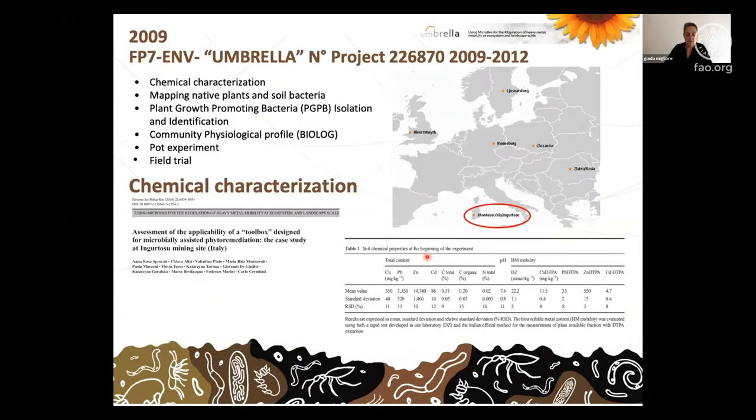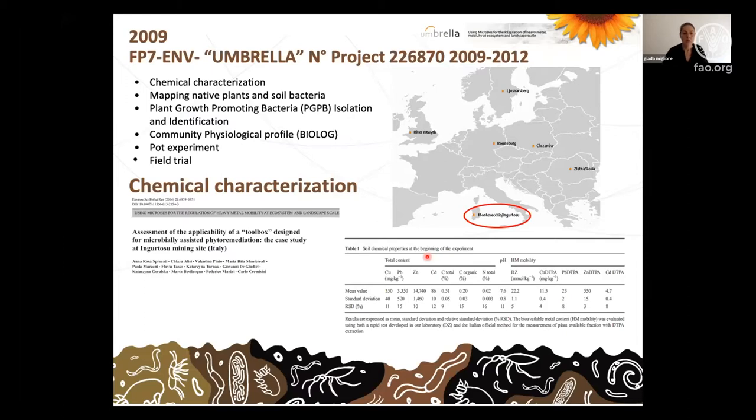In 2009, the Umbrella Project started, aiming to experiment with the combination of native microorganisms and plants for phytoremediation assisted by microorganisms in 5 European mining sites. The area of Ingurtoso was formed by mine waste. According to the chemical analysis, it was poor in total and organic carbon and nitrogen. The heavy metal concentration was very high, and their bioavailability was from 10 to 50 times higher than other mining soils.